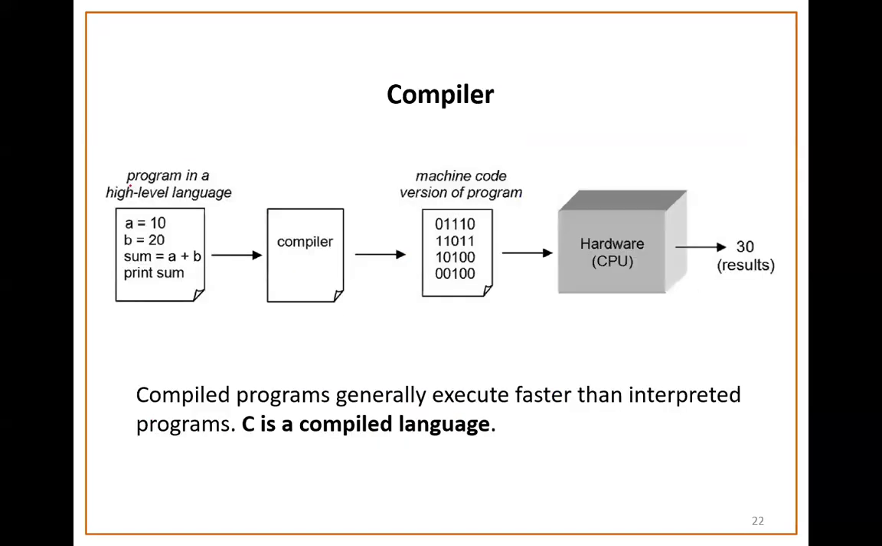Okay, so this is a demonstration. Let's assume this is C code. C code is converted to machine code. How? Using a compiler. This is the C compiler. So the C compiler converts the C source code to machine code.